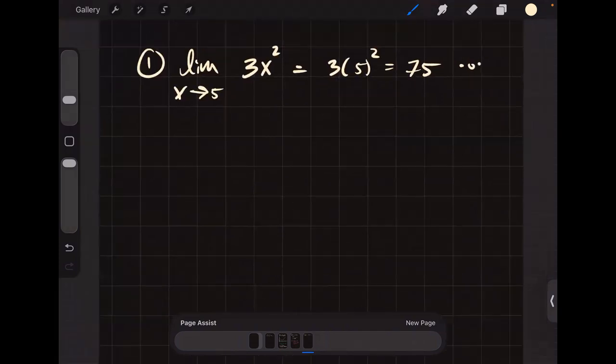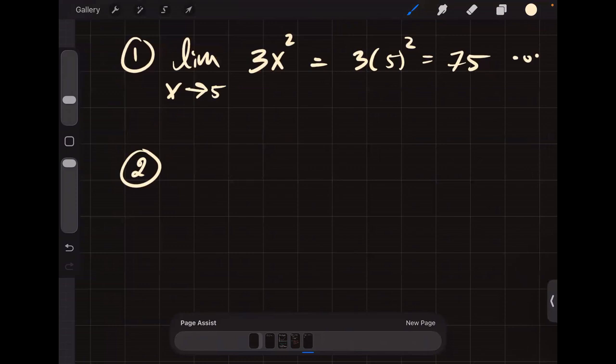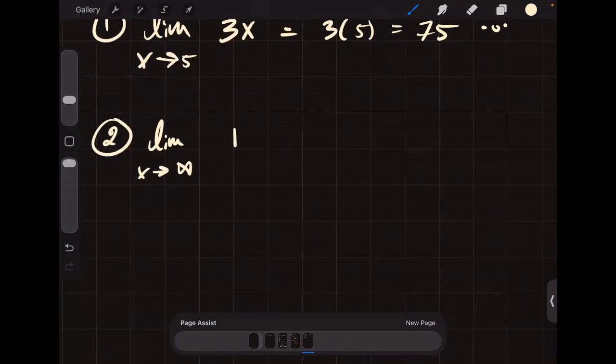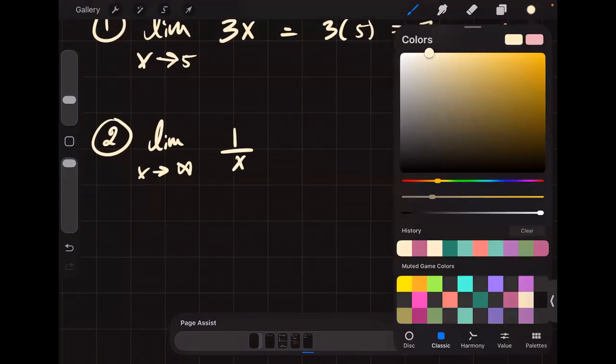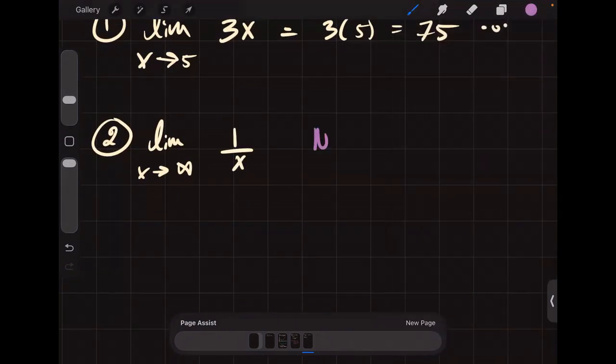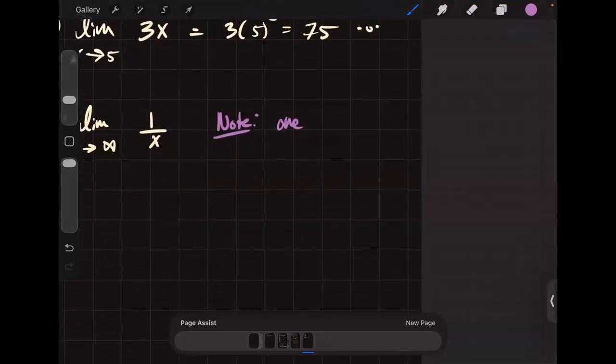Cool. So what I'm going to have you do is consider some of the following ideas as well. The limit as x approaches infinity, trust and believe, of 1 over x. And note, one does not simply plug in infinity into a function. One does not simply treat infinity as a number.